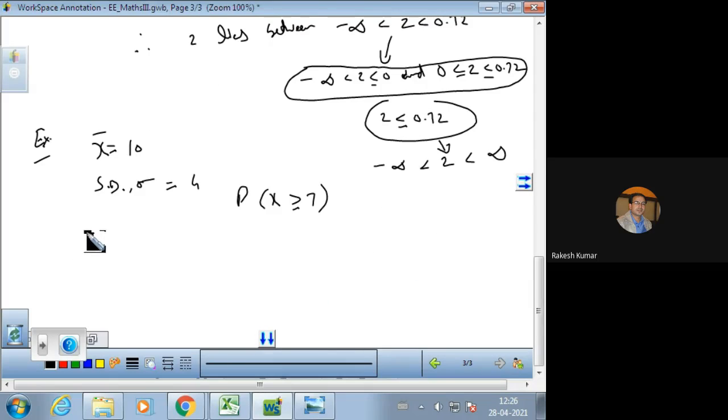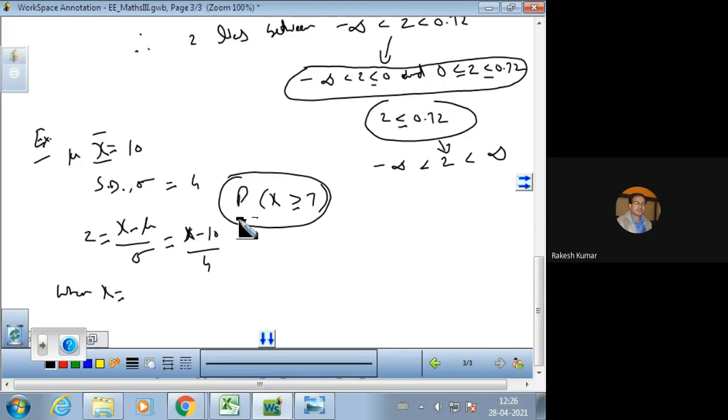So we know that the standard normal variate position is (x minus mu) over sigma. Mean को x bar से भी लिख सकते हैं, mu से भी लिख सकते हैं. So it is clear that Z is (x minus 10) upon 4. So when x is equal to, this is we want to compute probability x greater than or equal to 7. It means for x equal to 7, your Z is said to be standard normal variable.